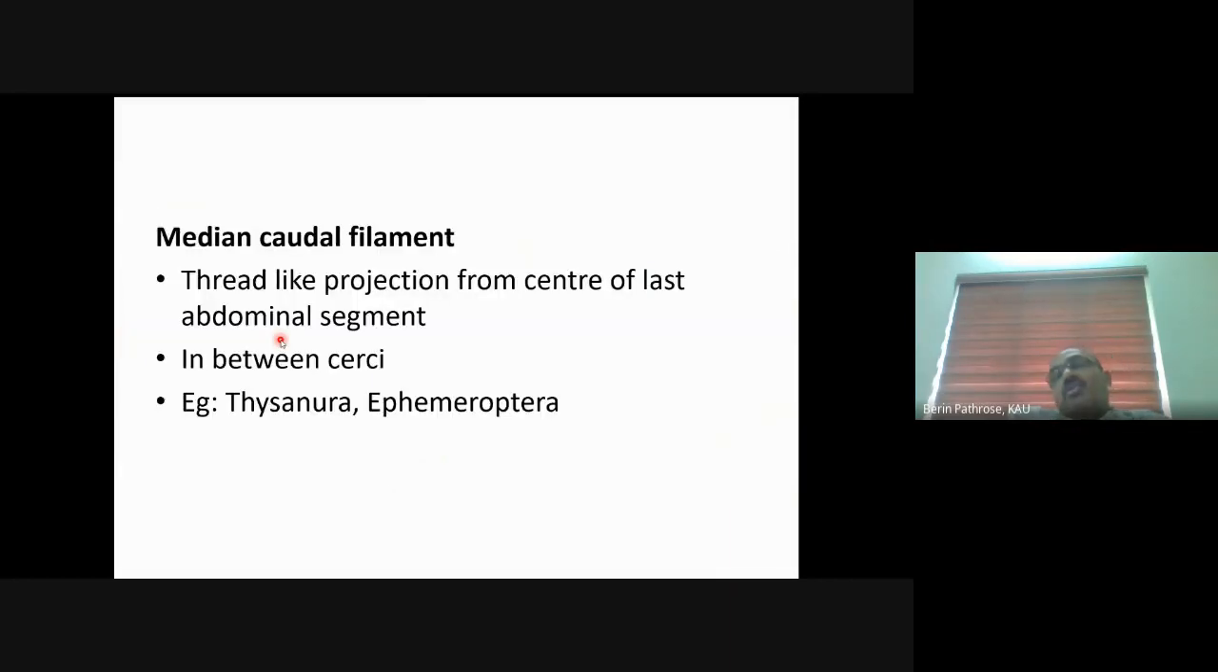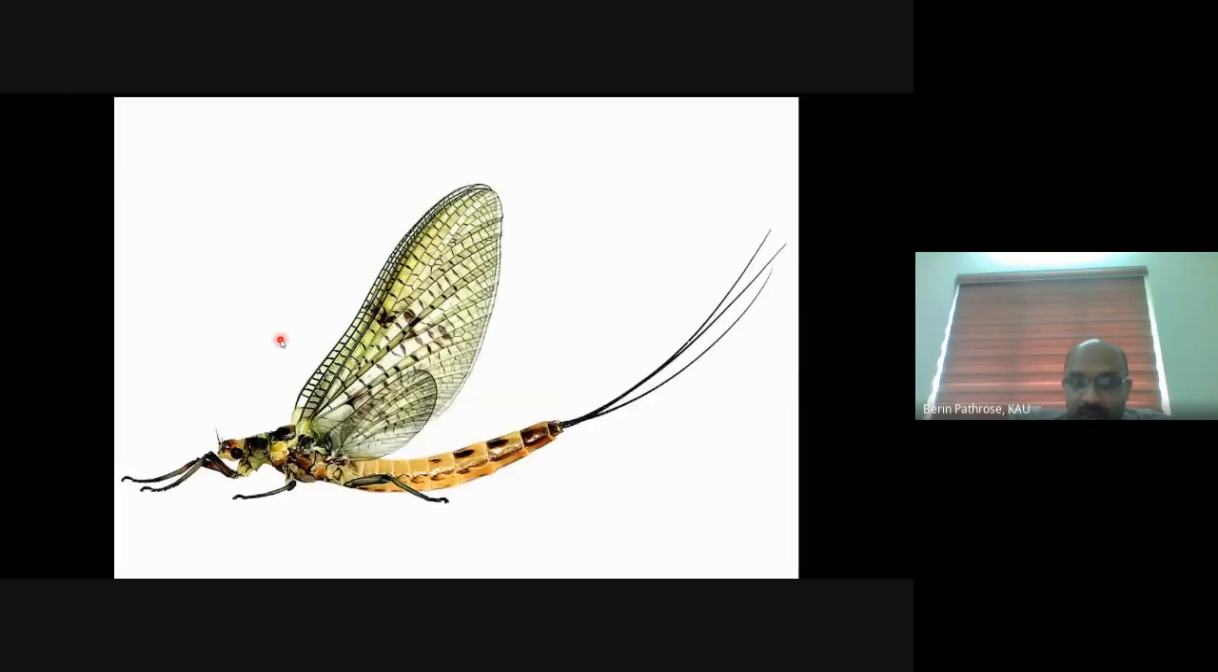And next, as I told you, we will discuss another postgenital abdominal appendage, that is the median caudal filament. This is a very thin thread-like projection from the center of the last abdominal segment. That is, it lies between the two cerci. I'll show a picture of it.